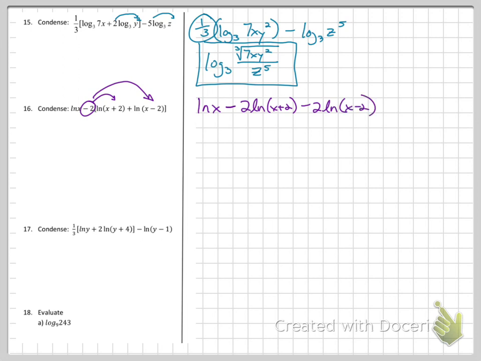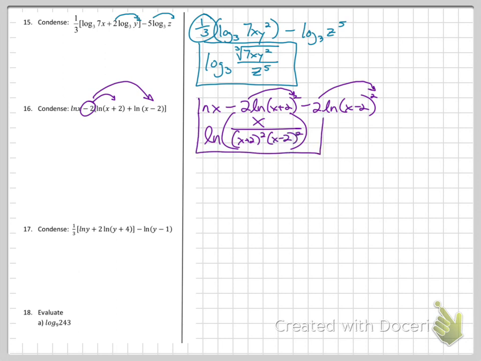When they're positive, so the only one that's positive is this one, it stays on top. So we're condensing it to one natural log. The positive stays on the top. Coefficients become exponents. And since those were both minus, they go to the bottom. There is no need to actually multiply those out. Your answer is just going to look like this.